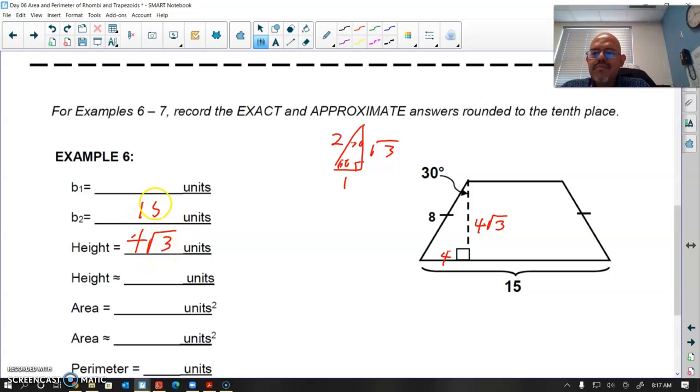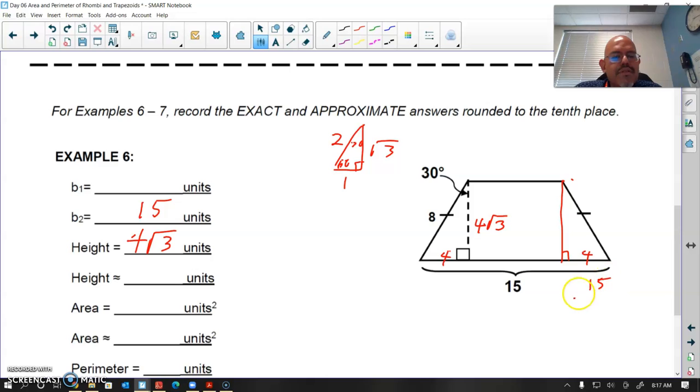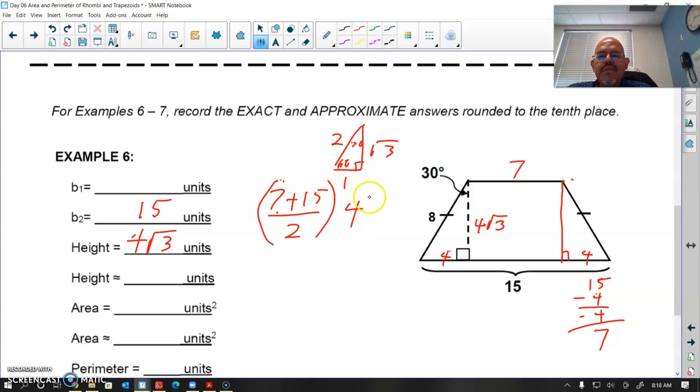Base 2 is 15, but we need base 1. So we know that this is 4, but you know what? This is an isosceles trapezoid, so the good thing is that we know that this is also going to be 4. So we're going to take 15 and subtract 4 and another 4. So that's going to be a total of 7. So this is 7. So 7 plus 15 divided by 2, and multiply that by 4 square root 3.